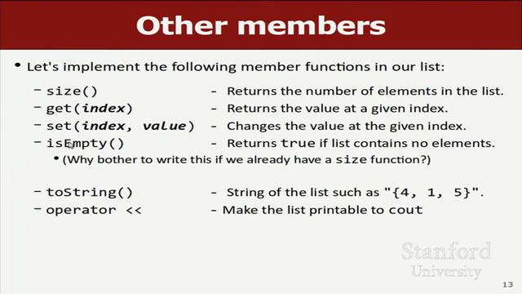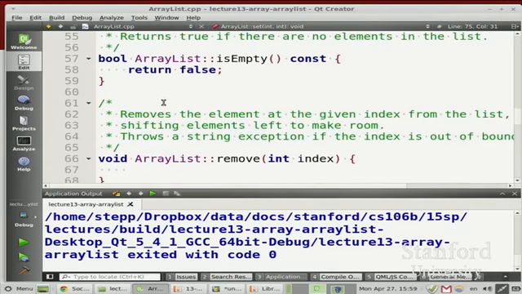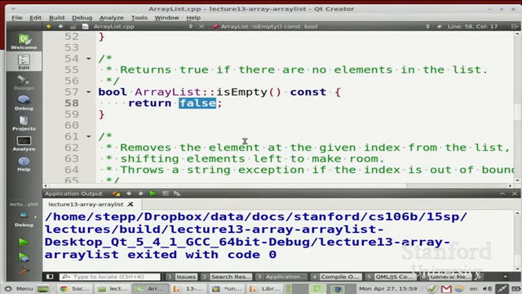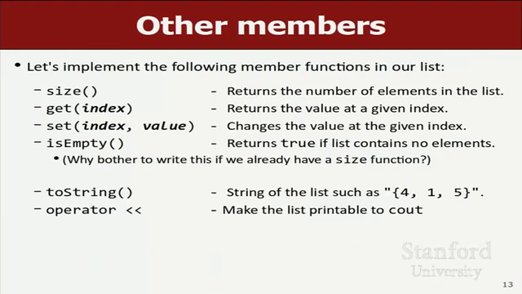Is empty? You can ask whether the list is empty, right? That's not very hard. So back here, we go is empty. Right now, it just says false. But is empty just means that your size is 0, right? If your size is 0, then your list is empty. That's not so hard. Two-string operator. We did operator waka waka. We don't need two-string. Those are basically the same.